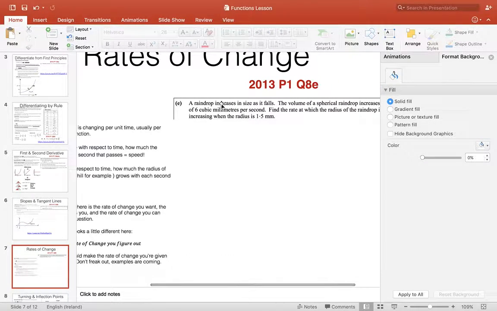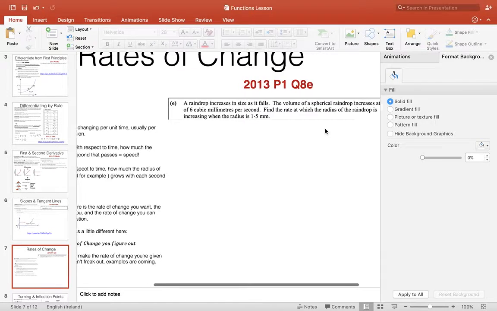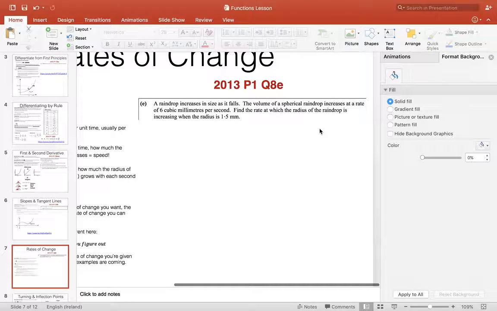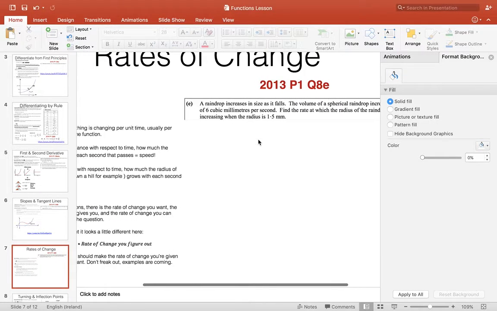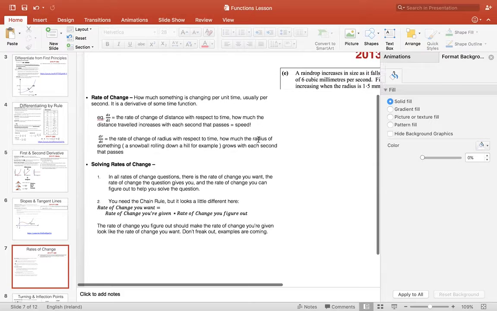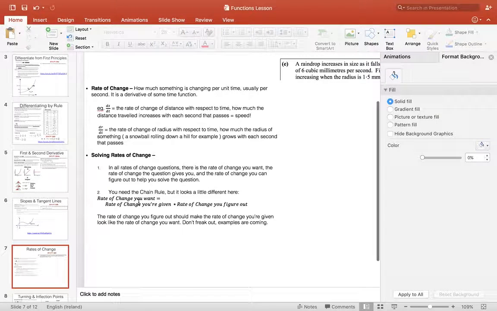The raindrop increases in size as it falls, and they're telling you that you can picture it as a sphere, and that the volume of the sphere increases at a rate of 6 cubic millimeters per second. Find the rate at which the radius of the raindrop is increasing when the radius is 1.5. Very simple formula to this.